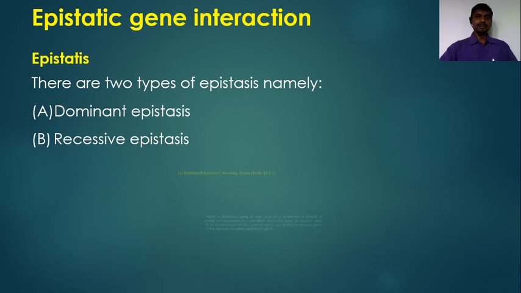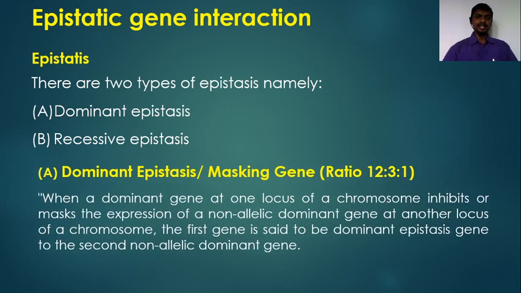So what happens in case of dominant epistasis? When a dominant gene at one locus of a chromosome inhibits or masks the expression of a non-allelic dominant gene at another locus of a chromosome, that is referred to as dominant epistasis. The first gene is said to be the dominant epistatic gene to the second non-allelic dominant gene.